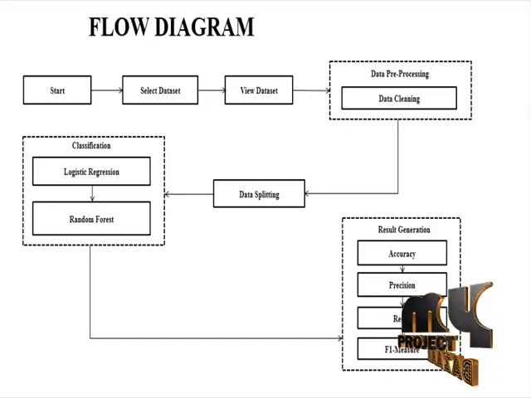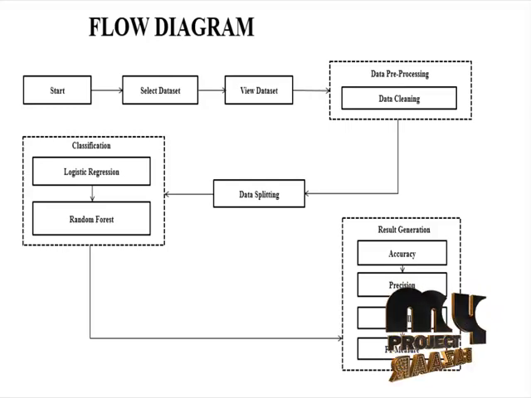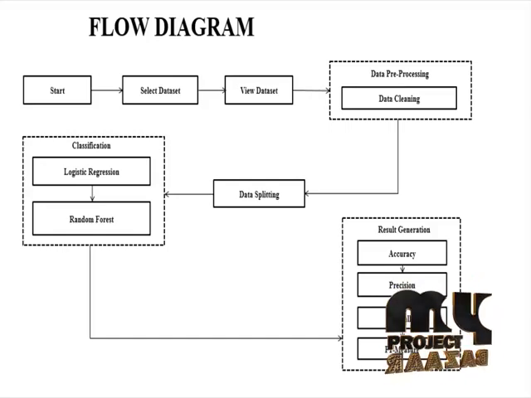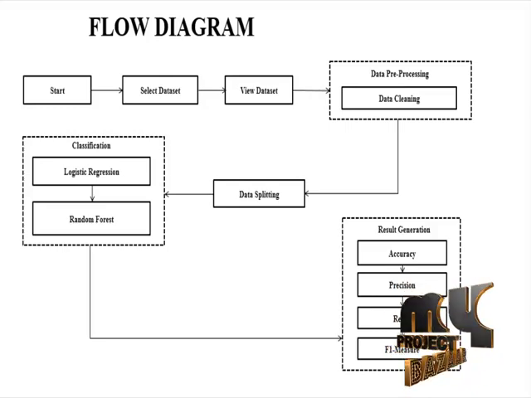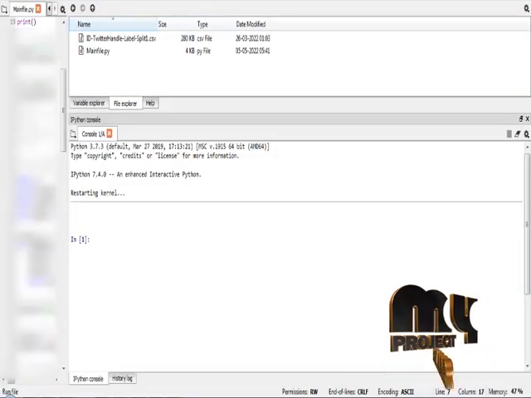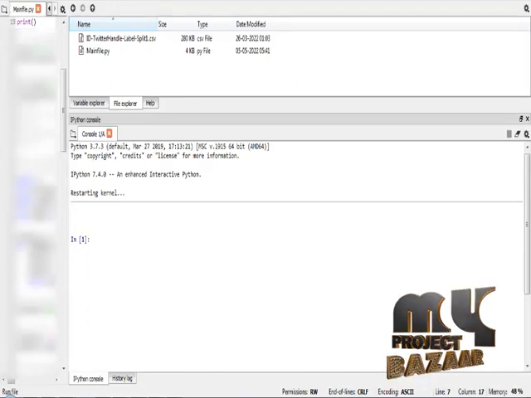Then it goes into classification. In classification, we are using two types of machine learning algorithms: the logistic regression algorithm and the random forest algorithm. Finally, we generate the results in the form of metrics like accuracy, precision, recall, and F1 measure. I am going to run my program in Anaconda Navigator, Spyder IDE.